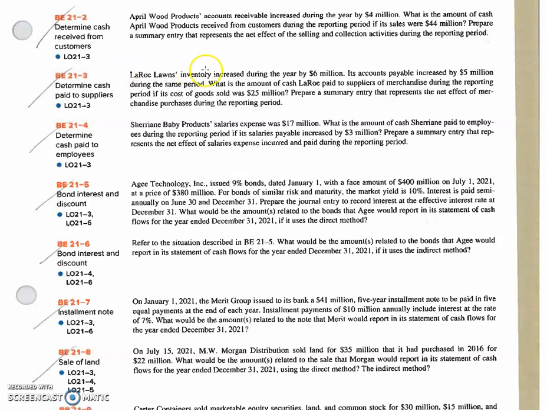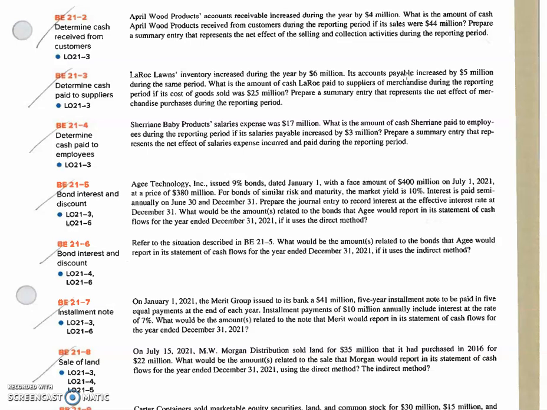Now, its accounts payable increased by $5 million during the same period. So let's just look at this totally independent of that first fact. Accounts payable increased, that means we credit accounts payable. Now, what's the effect on that of comparing cash flows and cost of goods sold? Well, if accounts payable went up by $5 million, that means we had $5 million more in purchases than we paid for. So what does that mean? Well, cost of goods sold is what we sold, but we didn't pay for everything. So our cash flows to suppliers were $5 million less than our cost of goods sold.